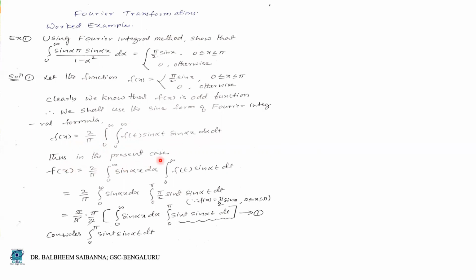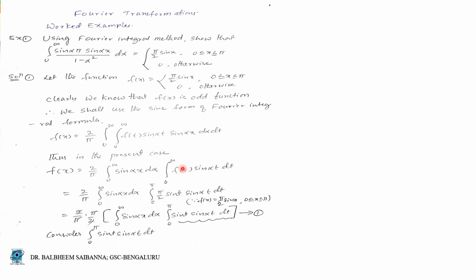Thus, in the present case, the same integral we can split like this. The same integral you can put in another form: f(x) = (2/π) ∫ from 0 to ∞ of sin αx dα, here we are writing. Then this second integral, 0 to ∞ of f(t) sin αt dt. Then the 2/π constant we are writing outside the integral only. Then the first integral as it is, then the integral 0 to π.